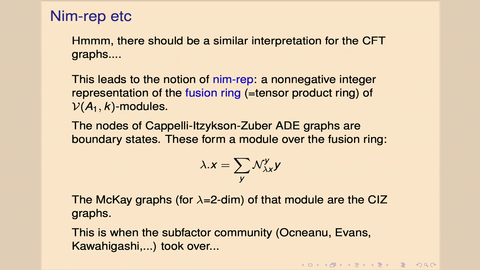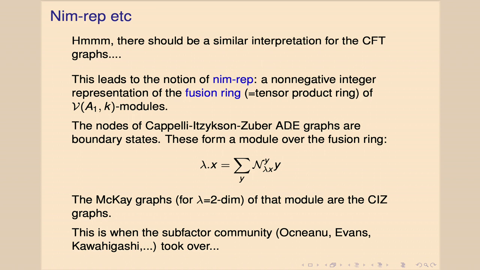But this suggests that you should have a similar interpretation for the conformal field theory graphs. And so you should find a way to get the edges of these graphs. And this corresponds to something called the NIMREP. I'm running out of time, so I think my strategy for today is just to set up the story. So you get an idea of a NIMREP. A NIMREP is going to be your fusion ring. It's going to multiply by stuff on your, it turns out they're boundary states on your CFT, and you get a representation of the fusion ring, and in a very similar way to how you build up the graph in the McKay case, you build up the graphs in this sense, and what you get is indeed the ADE graphs of the CIZ classification.